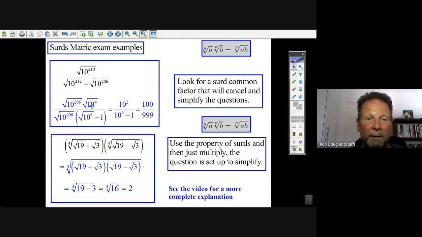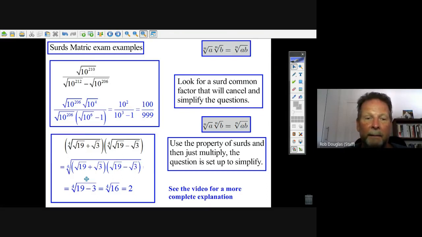The square root of 10 to the 4th is 10 to the 4th to the half. Half of 4 is 2, so it's 10 squared, because 10 squared times 10 squared gives me 10 to the 4th. Now the square root of 10 to the 6th is 10 cubed. Well, 10 squared is 100. 10 cubed is 1,000, minus 1. So 100 over 999. That's your answer.